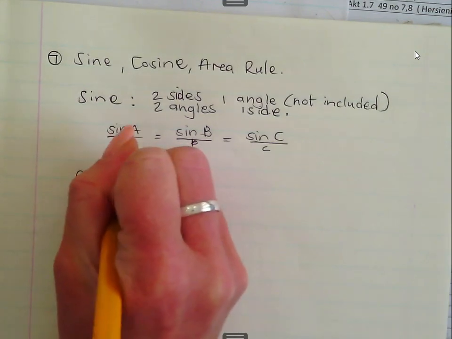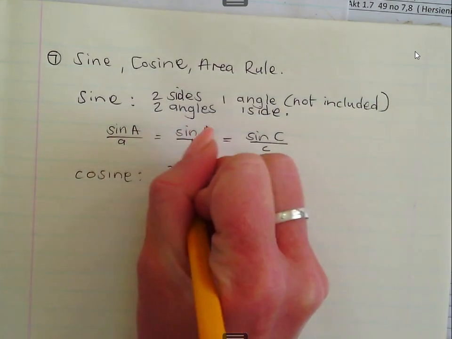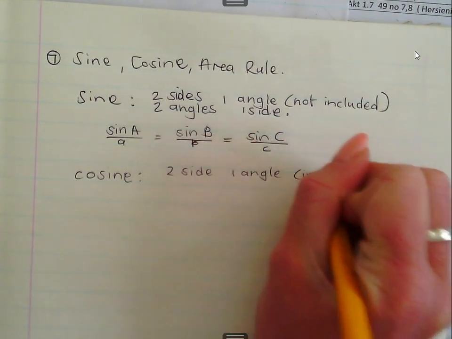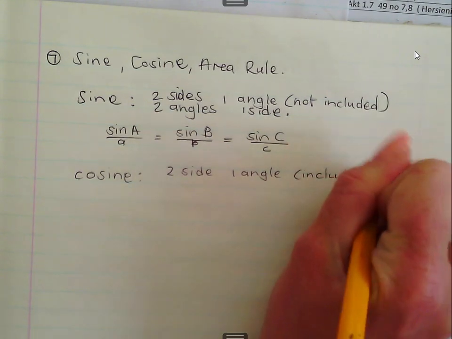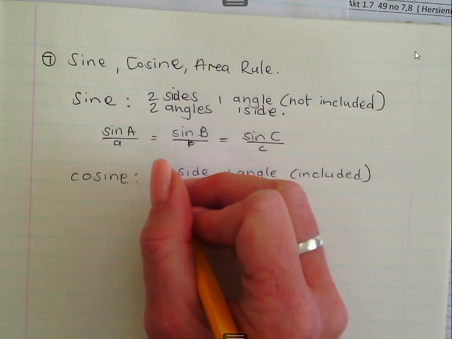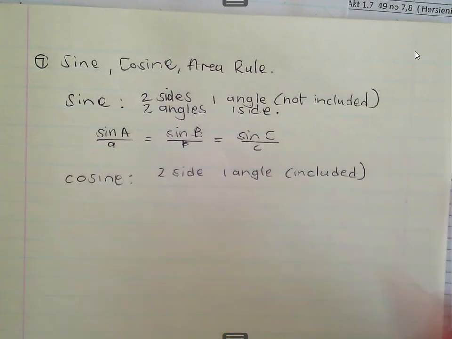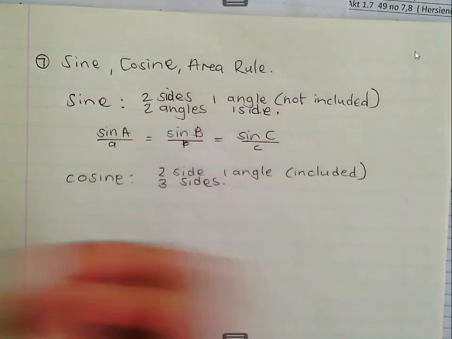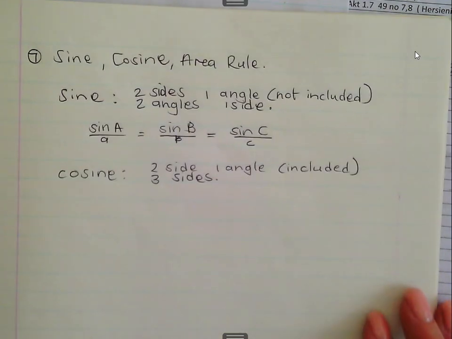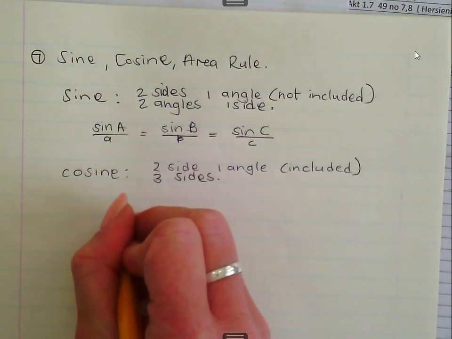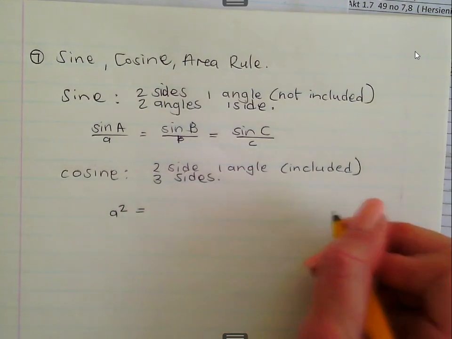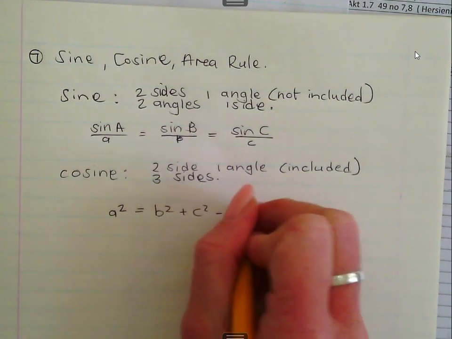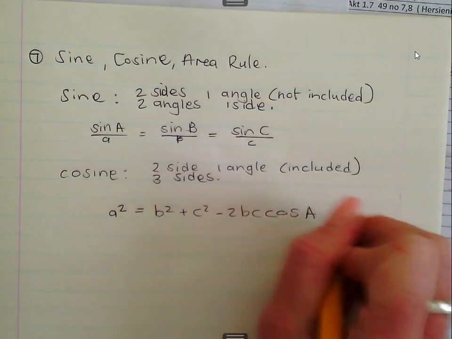Cosine, two sides, one angle included, or three sides. I'm just writing one form of the cosine rule. You all know how it works, right? So if you start with a squared, it's going to be cos A angle. So a squared equal to b squared plus c squared minus 2bc cos A.